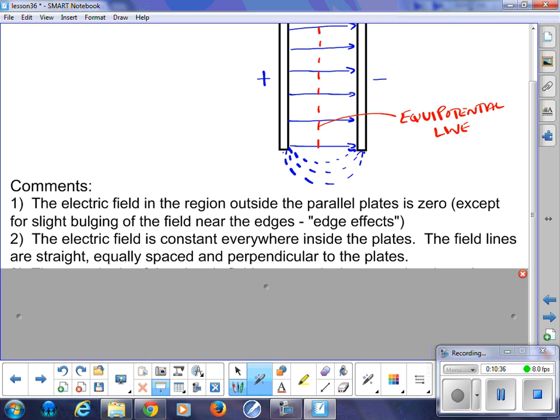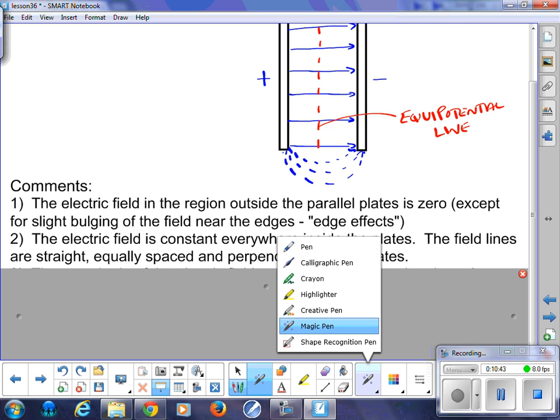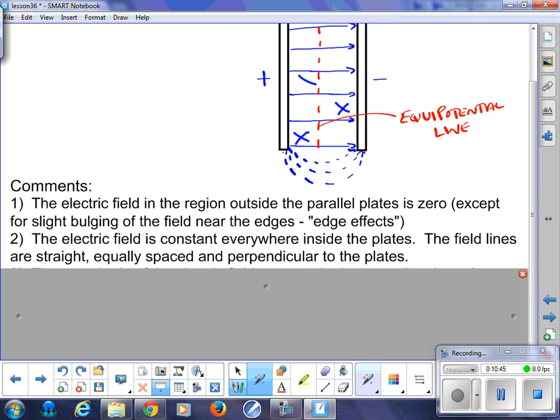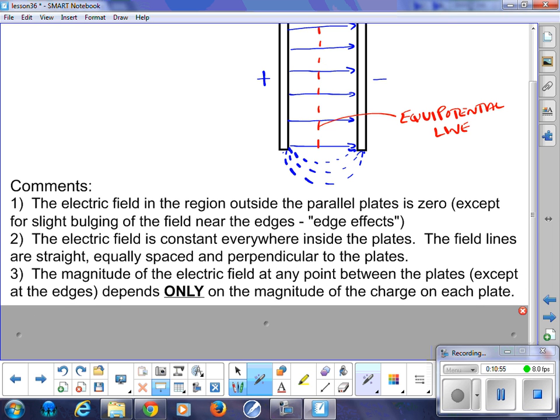Electric field is constant everywhere inside the plate, so it doesn't matter where you are within the plate itself. So if you're here, or here, here, here, doesn't matter where you are, that field strength is the same. The field lines are straight, they're equally spaced, perpendicular to the plates. Very similar to the bar magnets that are parallel to each other.